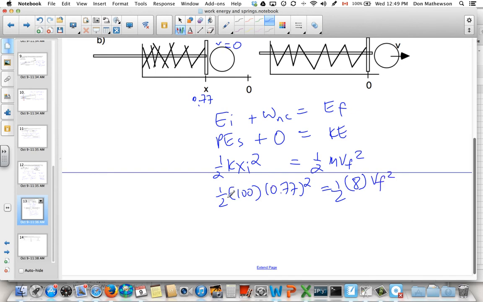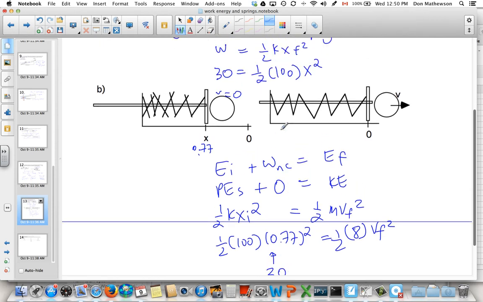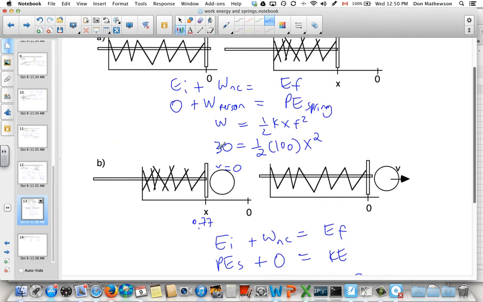For more precision, it's mathematically astute to note above that this is just going to be 30, right? So there won't be any round off error, because that 1/2 kx squared is what we identified as being the work done by the person. So it's more accurate to put 30 in for that value.